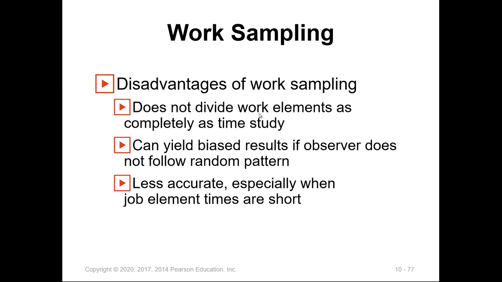But it's not as detailed as time study. So the time study is more detailed. That's why work sampling can yield biased results if the observer does not follow a random pattern. If they didn't choose randomly, then work sampling will be biased in the results. And it's less accurate, especially when job element times are very short.